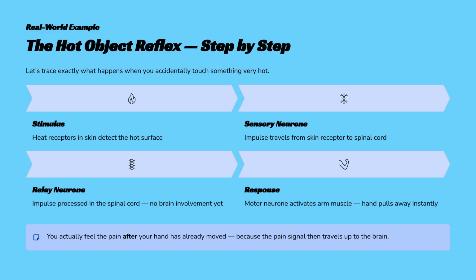In the hot object reflex, heat receptors detect the stimulus. The impulse goes via a sensory neuron to the spinal cord. A relay neuron processes it, and a motor neuron activates the arm muscle for an instant response. You feel the pain only after the reflex action occurs.